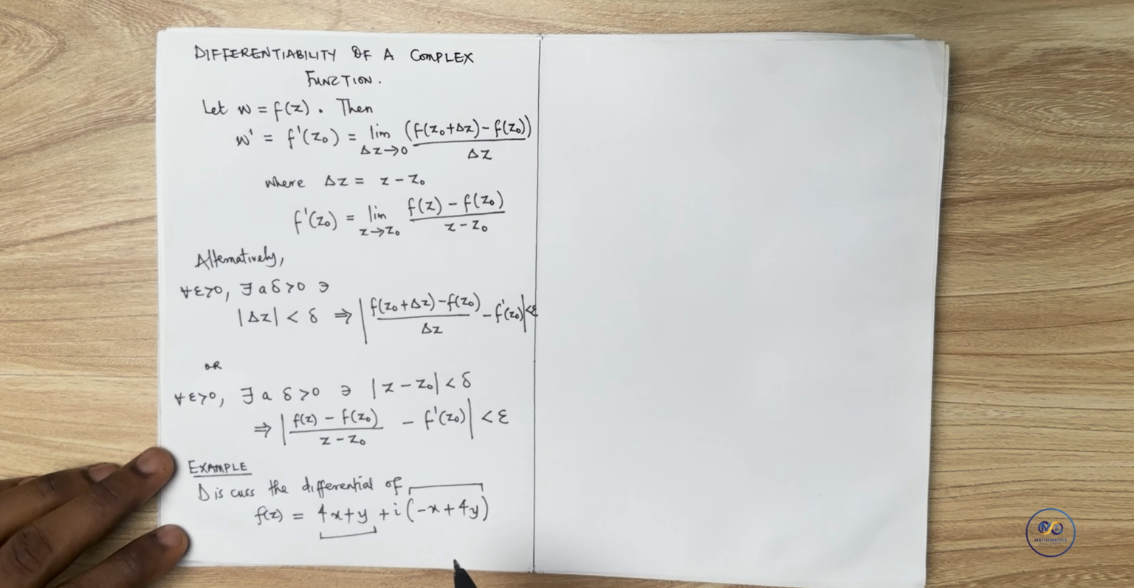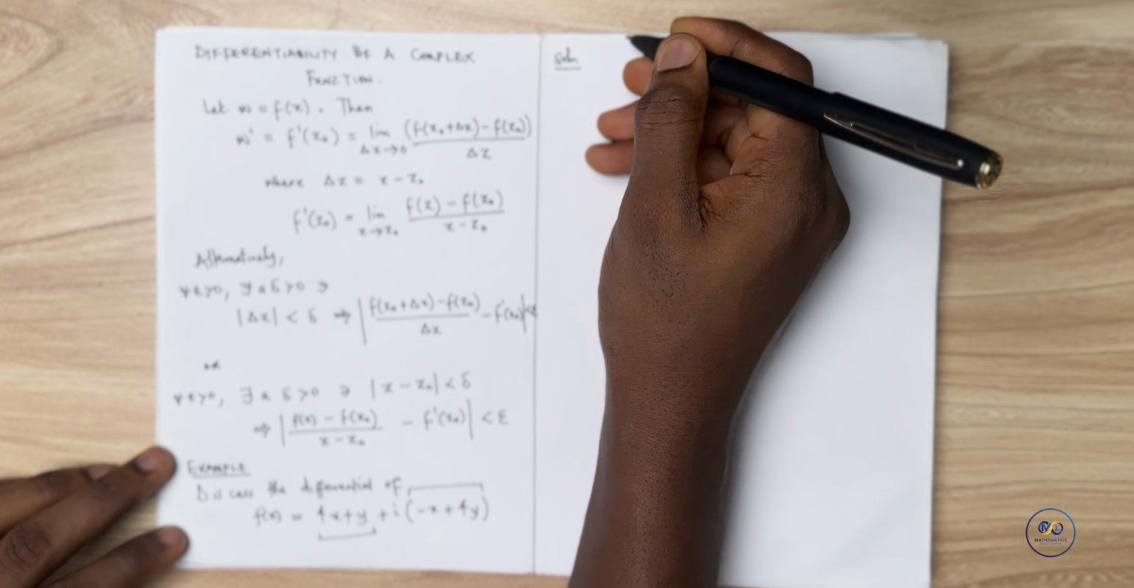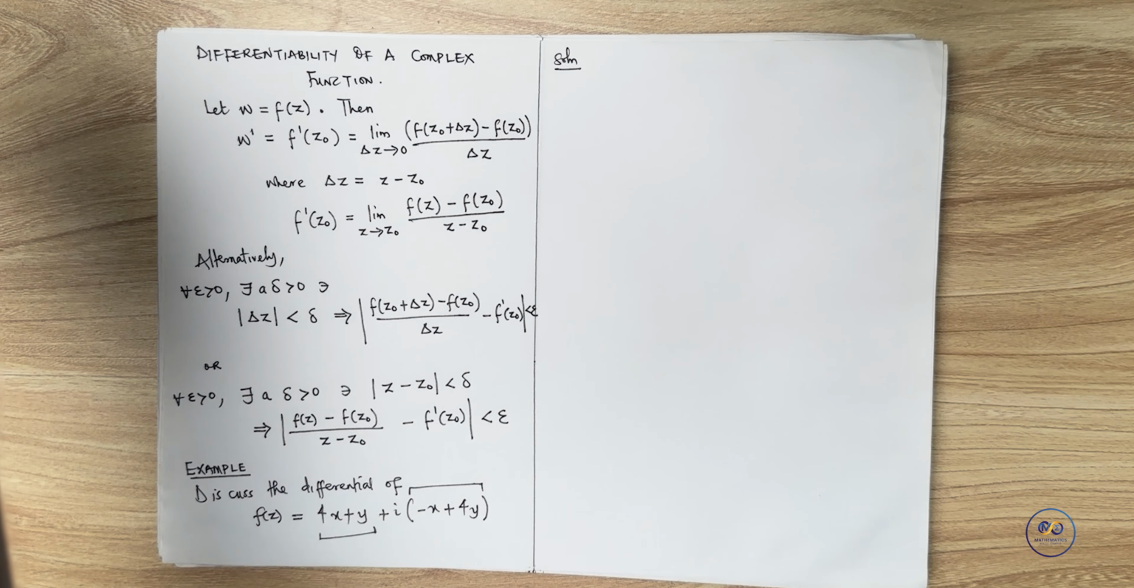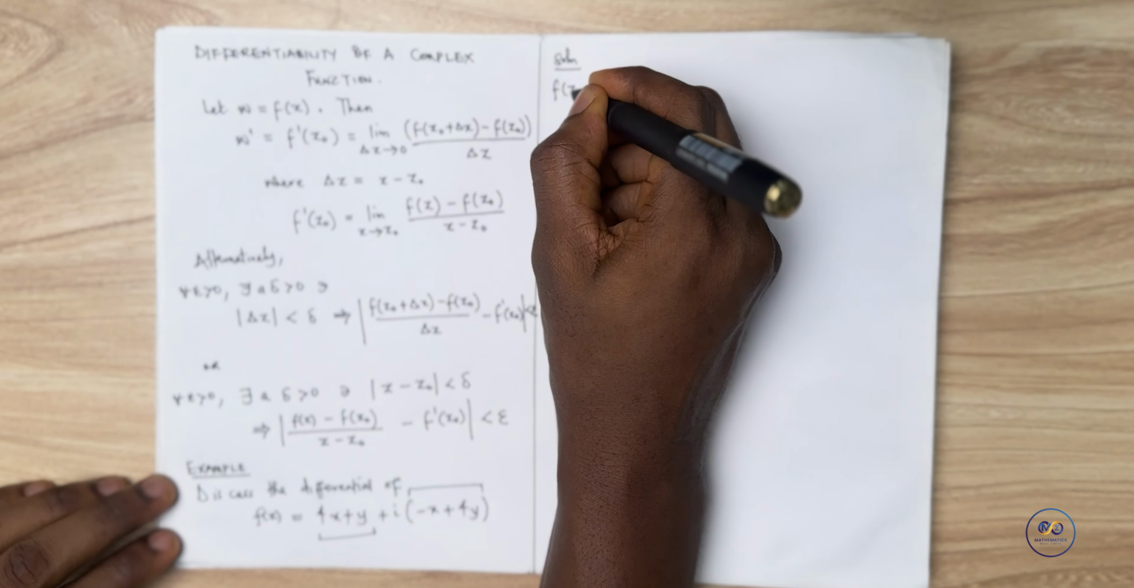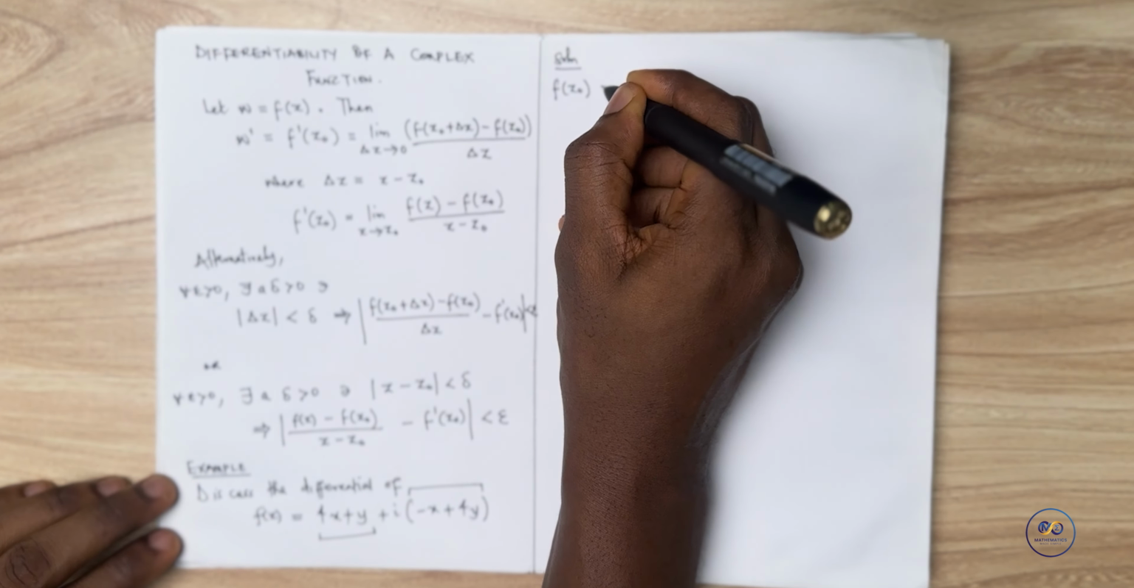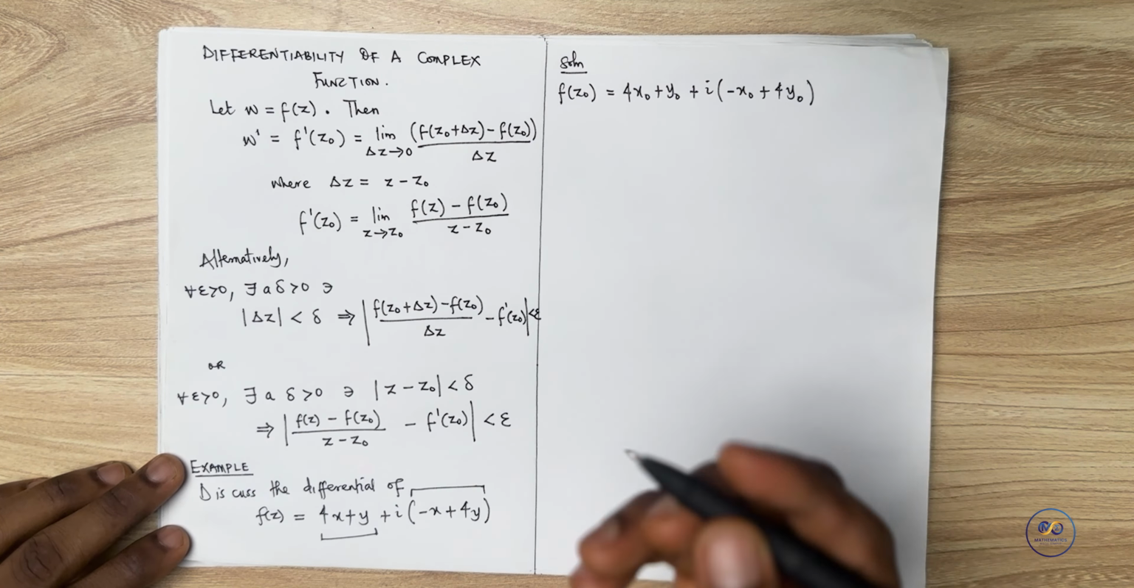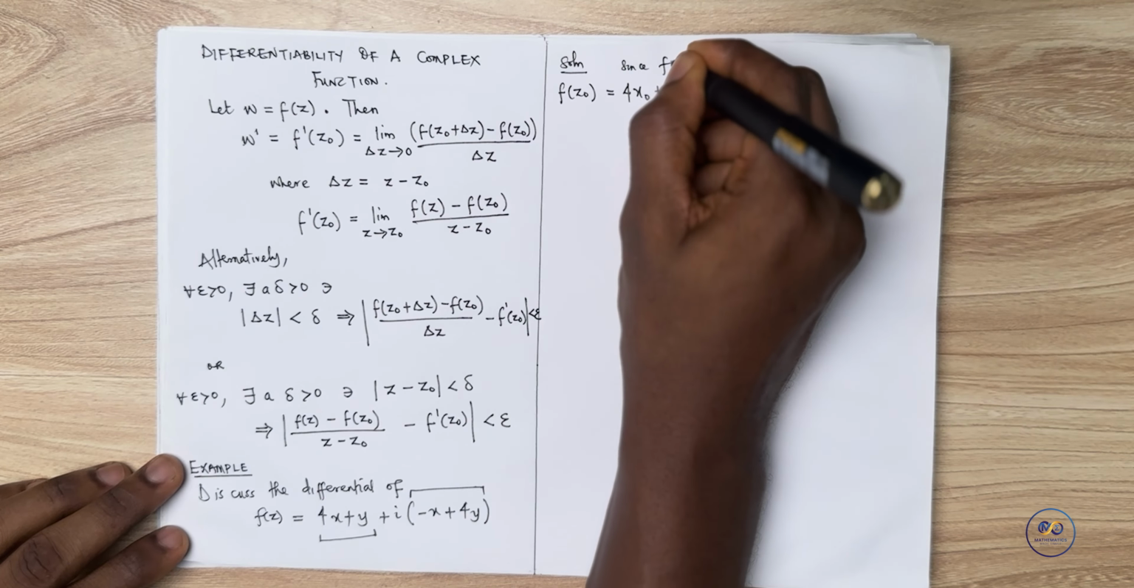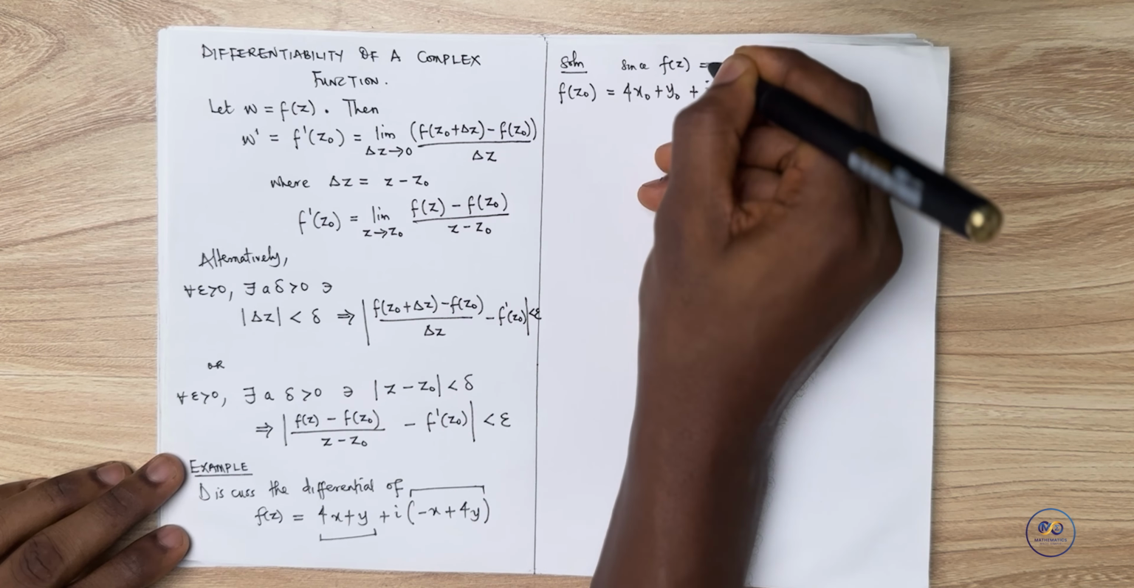Now, based off this, we can write this in terms of f of z naught as the case is. Then f of z naught can be written as 4x naught plus y naught plus i into minus x naught plus 4y naught, right? Since f of z is equal to f of x comma y, of course, the same notation. Remember, we started with that. We said that we could write it as a function of just one single complex variable or a function of two real variables where x is the real part and y is the imaginary part.